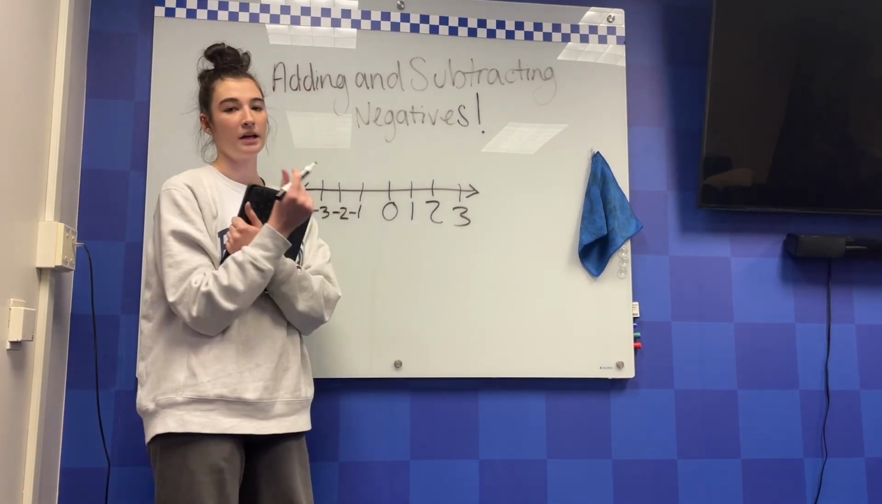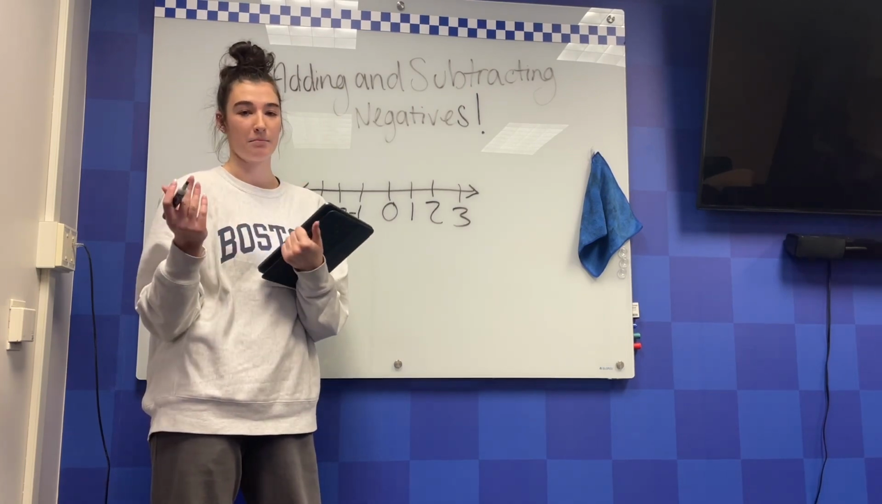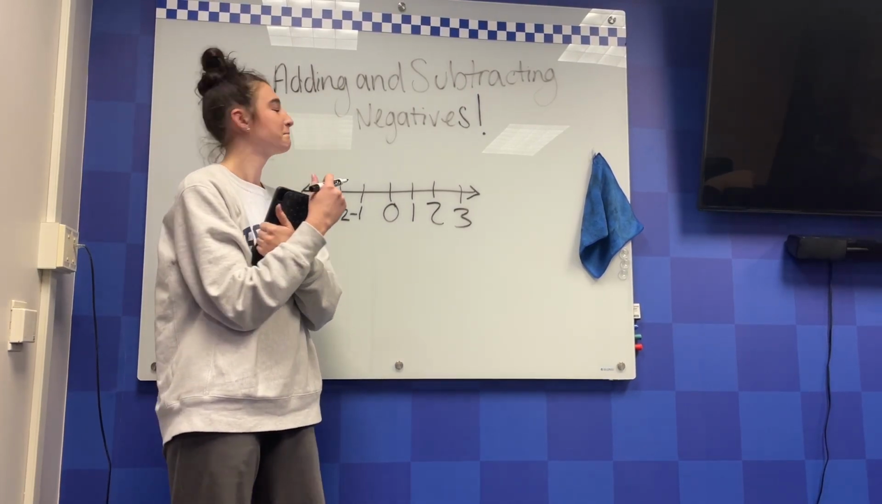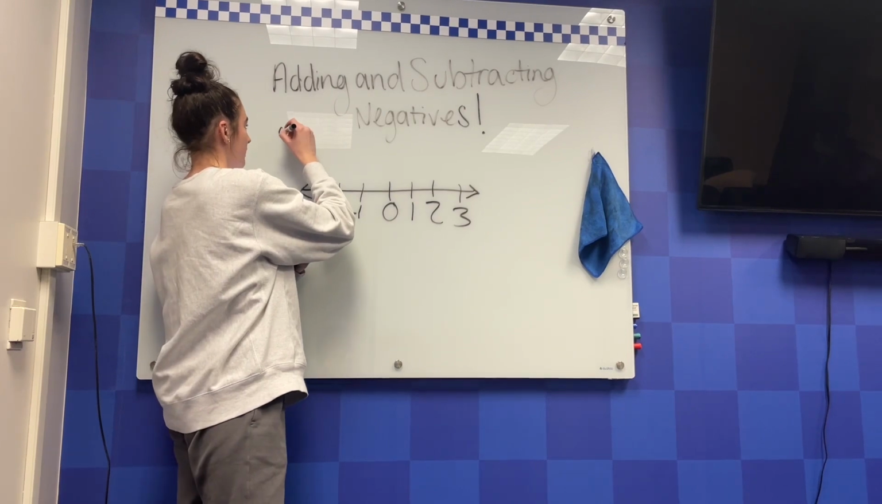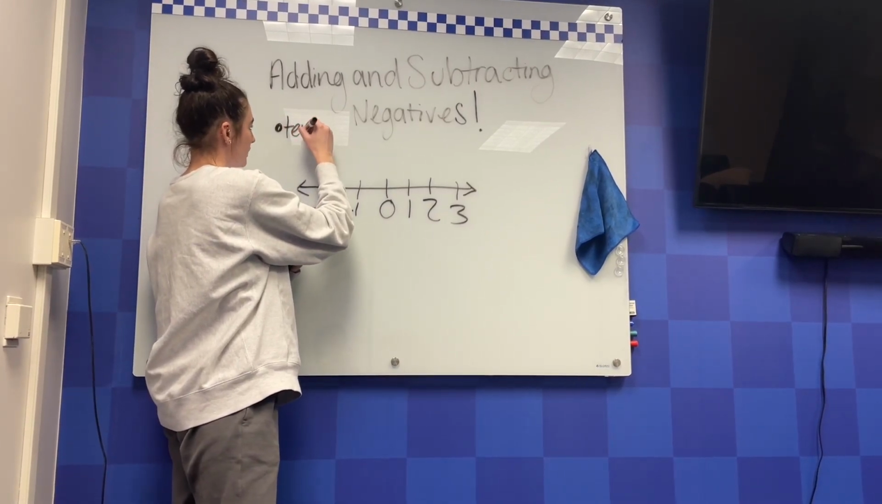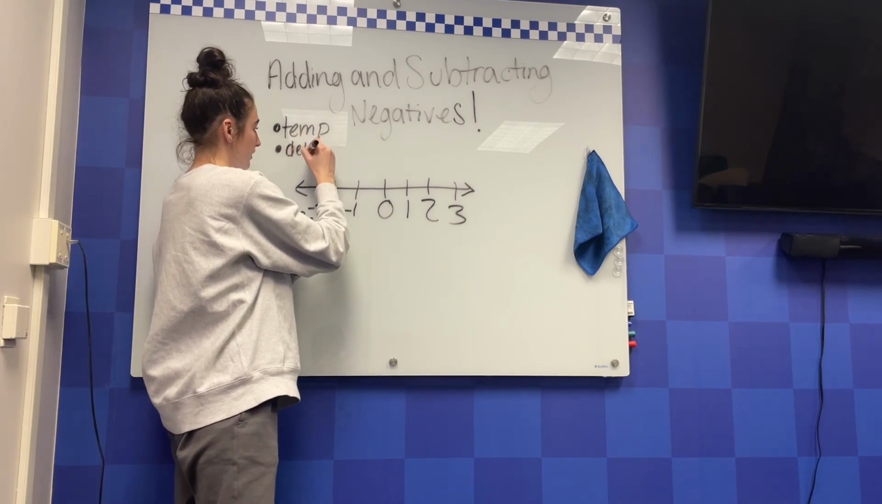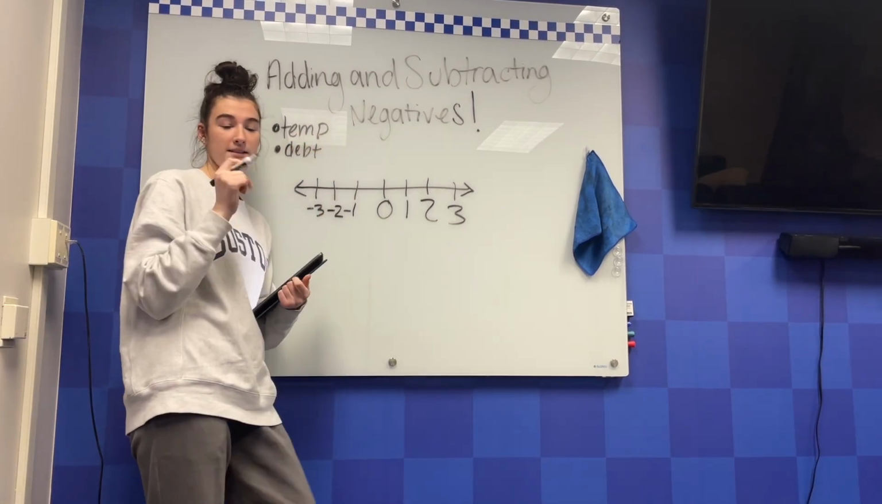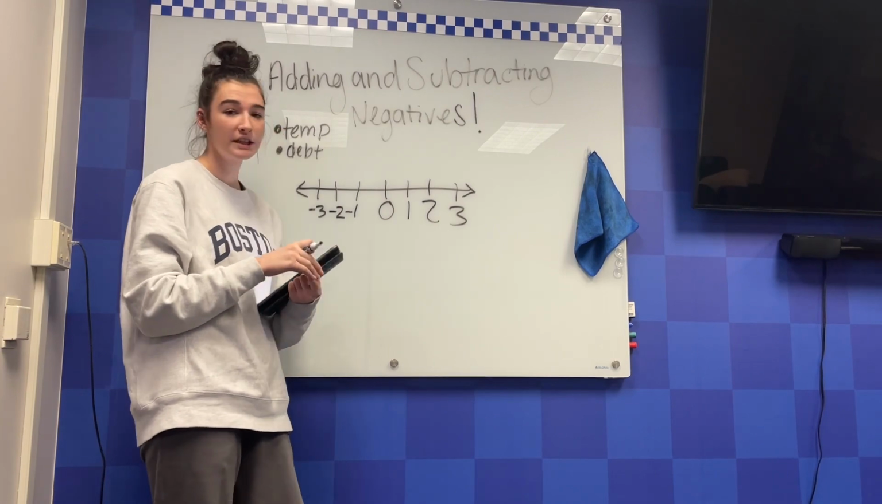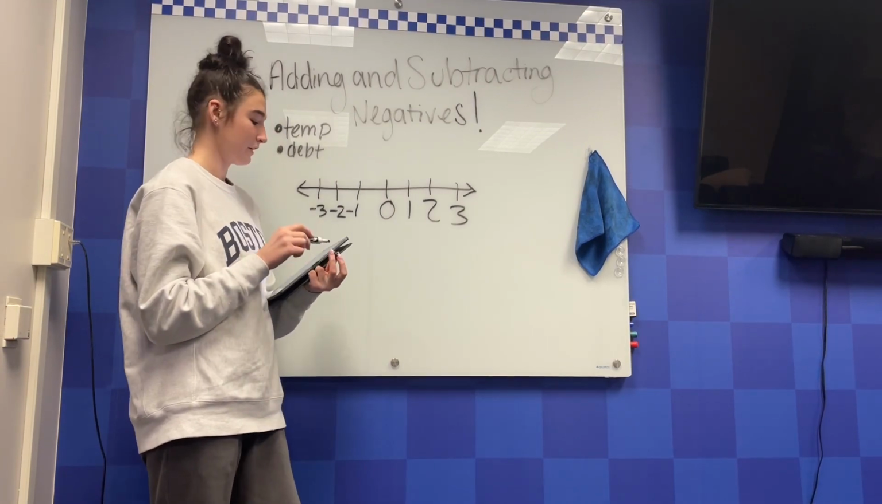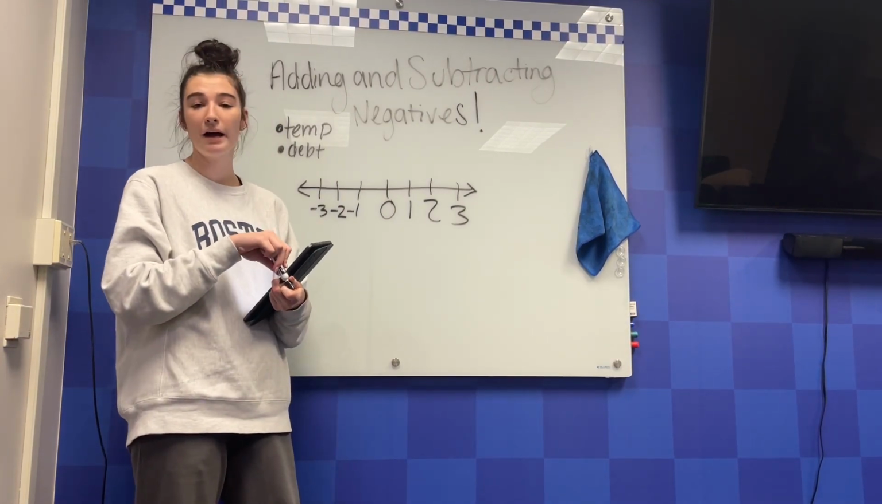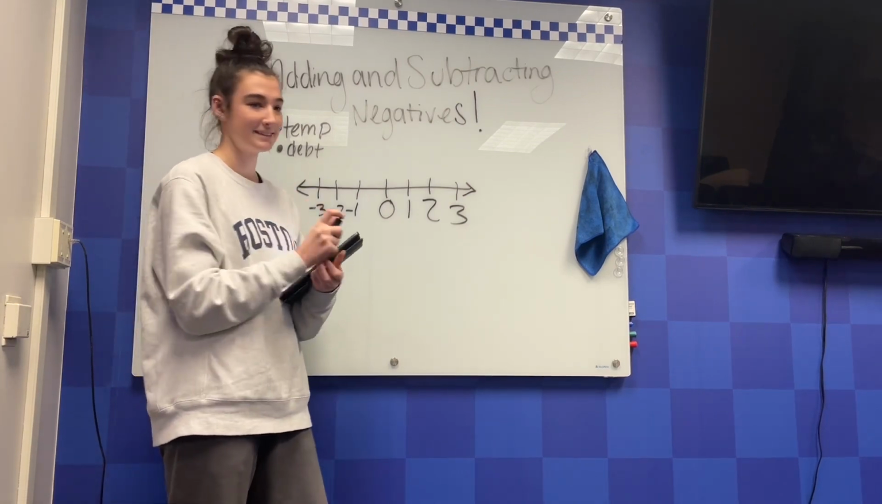So what would be a real life example of a negative number? Some would be like temperature or like debt or things like that. So that means you have less than 0. So if it's -2 degrees out, it's less than 0. Or if you have -$20, then again, less than 0.